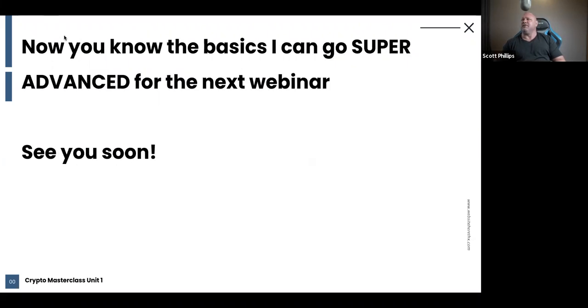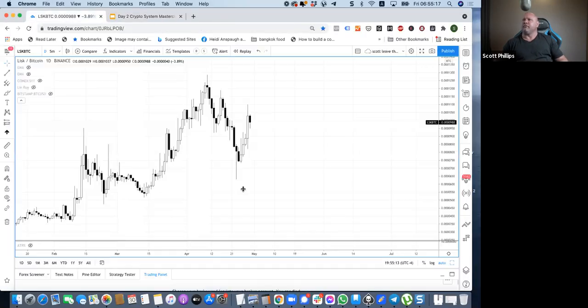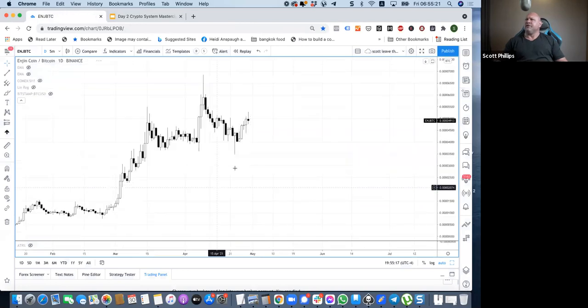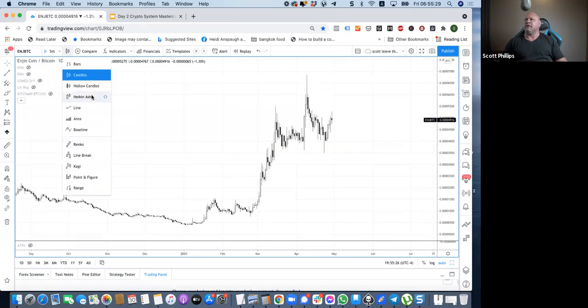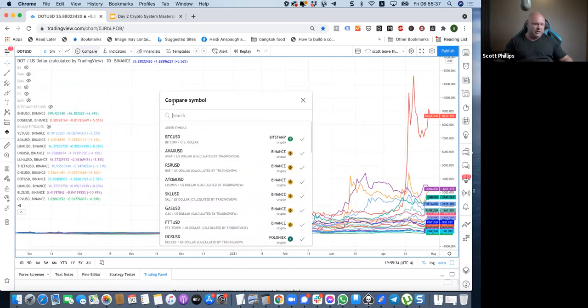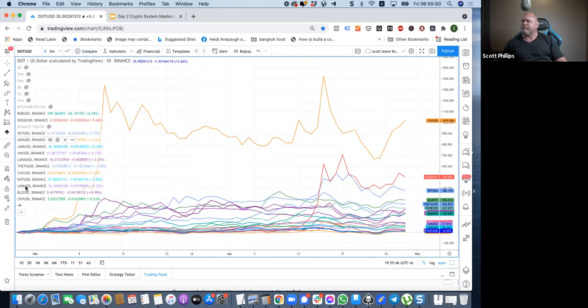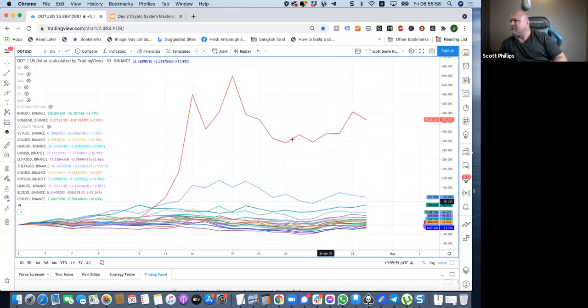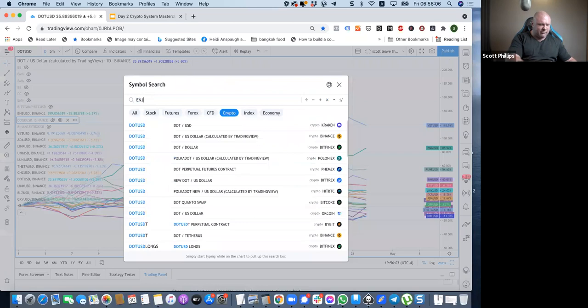ENJ BTC. Let's have a look. ENJ BTC. Okay, so that's a bullish chart formation. But actually, let's do it like this. Let's compare ENJ. Okay, where is ENJ coin? I might have to hide this to see it. It might be stalling the scale. ENJ. Oh, let me just put it up here. ENJ BTC.